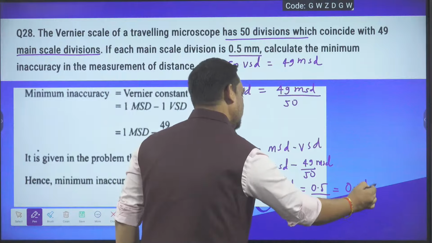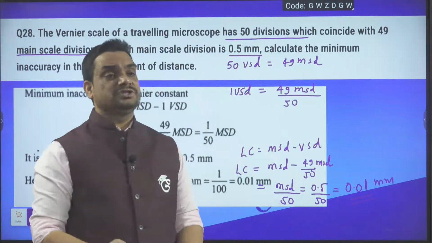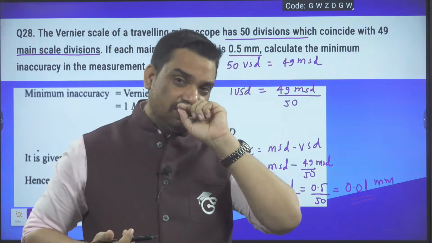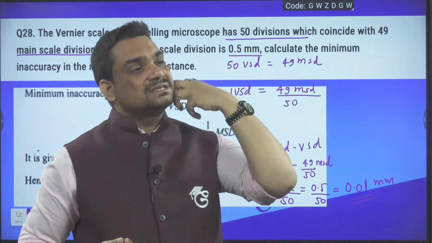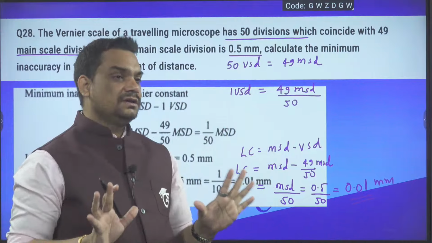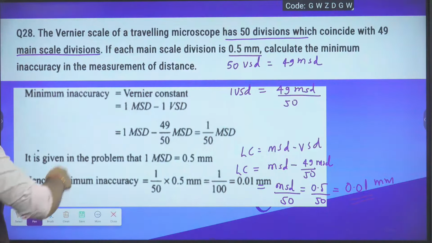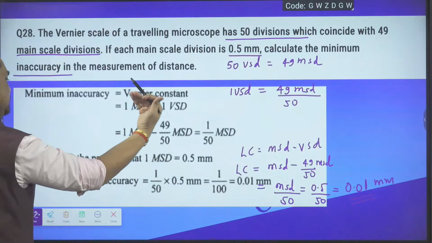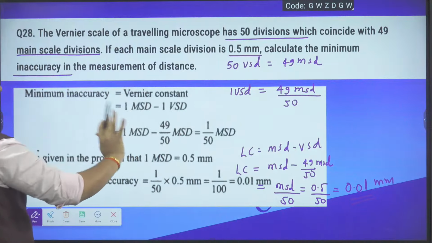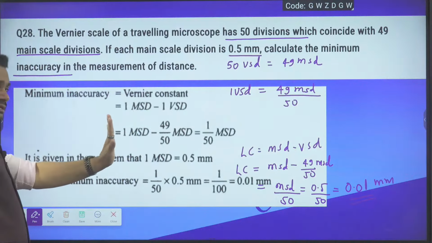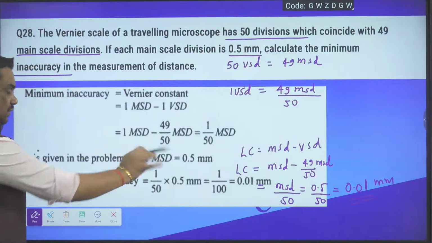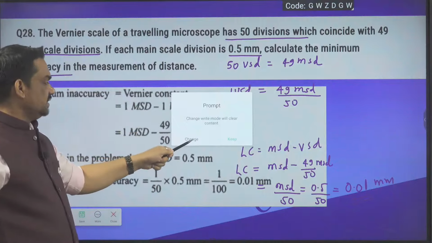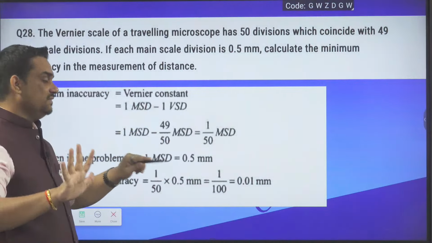Least count is the maximum possible error. Always remember, least count is the maximum possible error. Anywhere they ask what the maximum possible error can be, it will be represented by the least count. They are asking to calculate the minimum inaccuracy. The minimum inaccuracy will be this much, because you cannot count anything lesser than the least count. This much inaccuracy will always remain there.